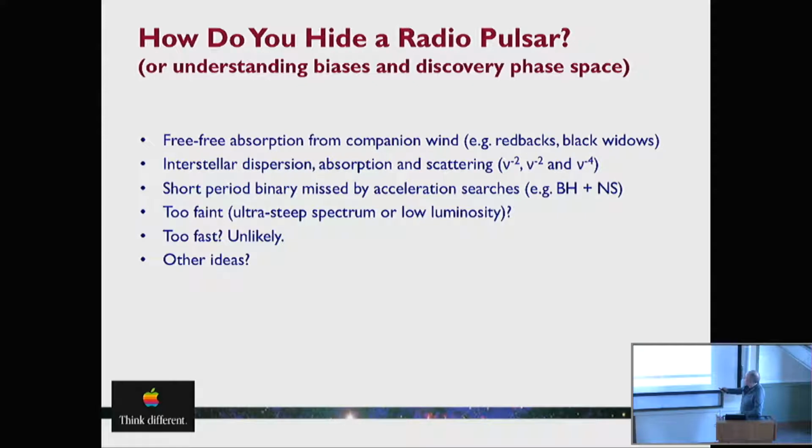Interstellar dispersion, although it can be dealt with, can be quite a significant factor in hiding pulsars. As I said, free absorption and other forms of absorption. Interstellar scattering is particularly bad. It's a nu to the minus 4th kind of event, and I'll talk more about that. Maybe we've not yet found that black hole neutron star binary. Maybe it's in a hyper-elliptical, highly eccentric orbit, and we've missed it with standard acceleration searches. I don't know. Basically, I don't know what I'm missing. These are unknown unknowns. So I'm asking, can I apply a new technique that's different from and complementary to existing techniques?